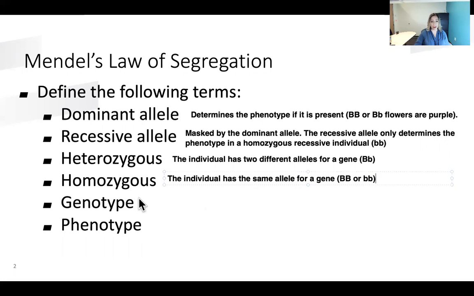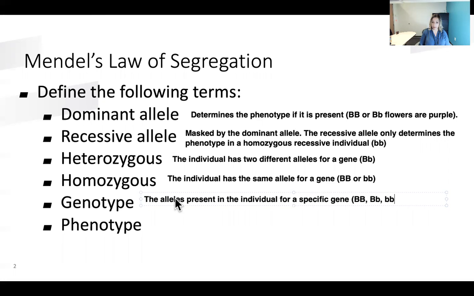Now the genotype. The genotype indicates the alleles present in the individual for a specific gene. So these are the letters. So you would have big B, big B, big B, little b, little b, little b.